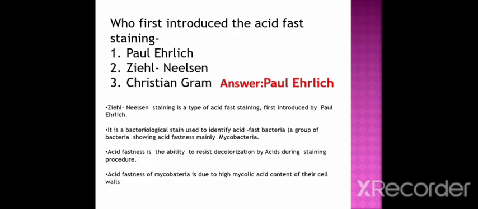Some brief notes about acid-fast staining are here. So first, Ziehl-Neelsen staining is a type of acid-fast staining that was first introduced by Paul Ehrlich. It is a bacteriological stain that is used to identify the acid-fast bacteria. Now, what are acid-fast bacteria? It is a group of bacteria that show acid fastness. Acid fastness is the ability to resist decolorization by acid during the staining procedure. Acid fastness of the mycobacteria is due to the high mycolic acid content of their cell wall.